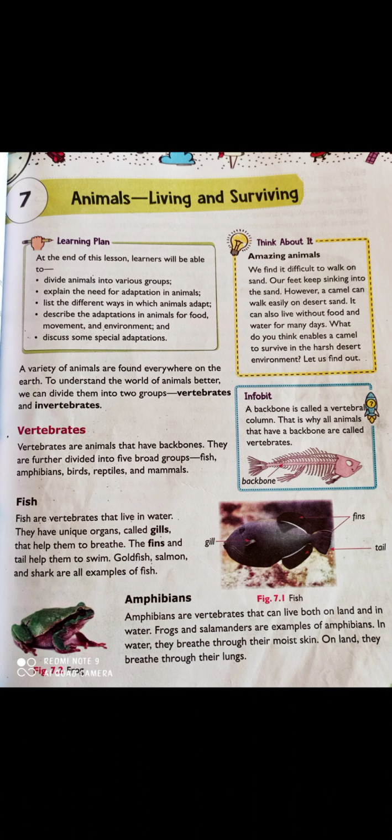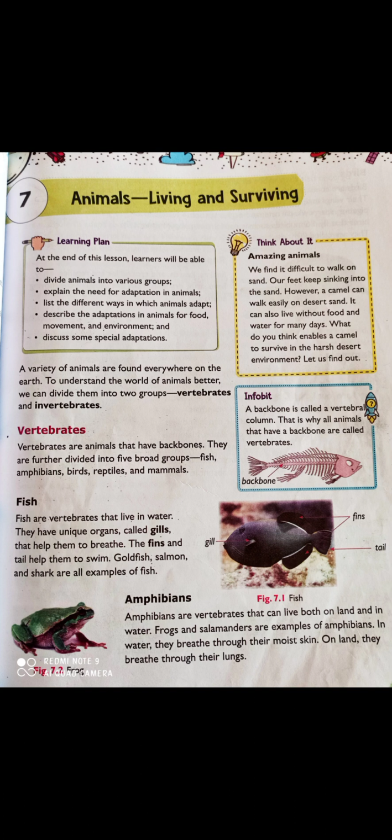Fish. Fish are vertebrates that live in water. They have a unique organ called gills that help them to breathe. And what are amphibians? Amphibians are vertebrates that can live both on land and in water. Examples of amphibians are frogs and salamanders. In water they breathe through their moist skin, but on land they breathe through their lungs.